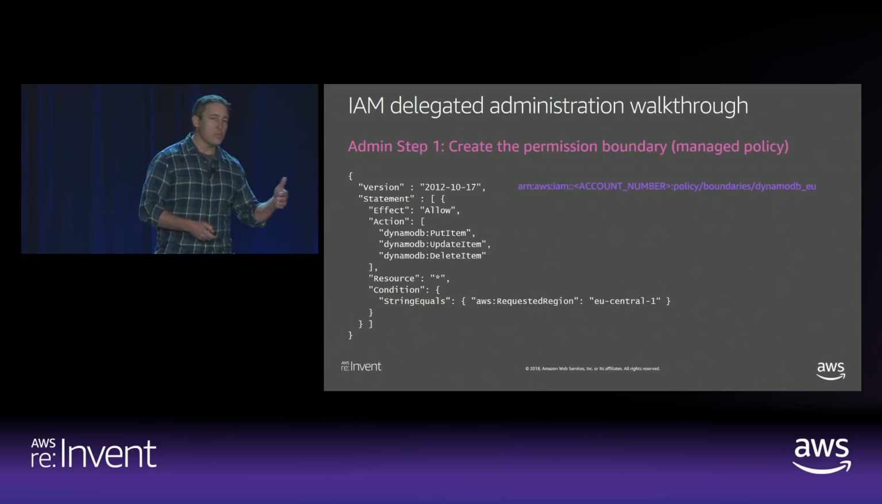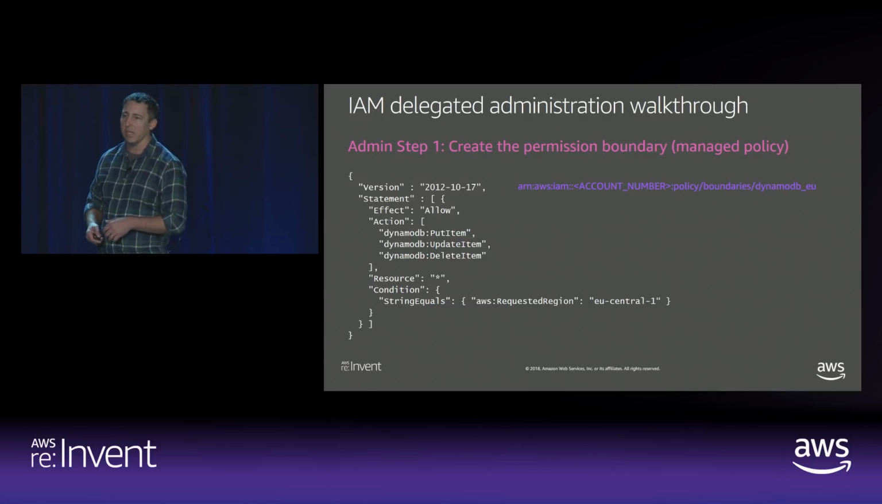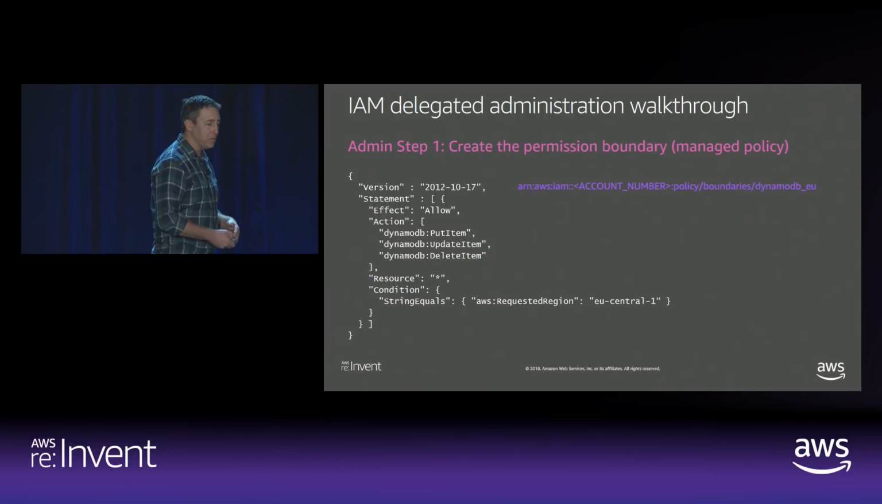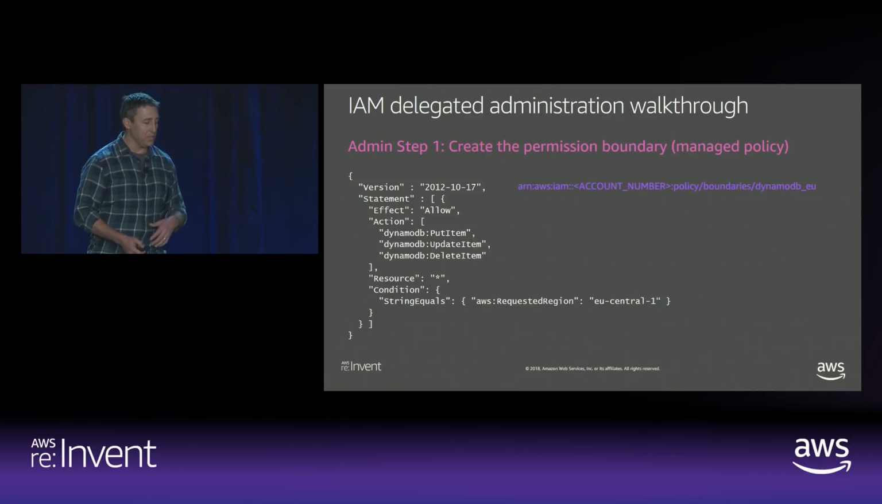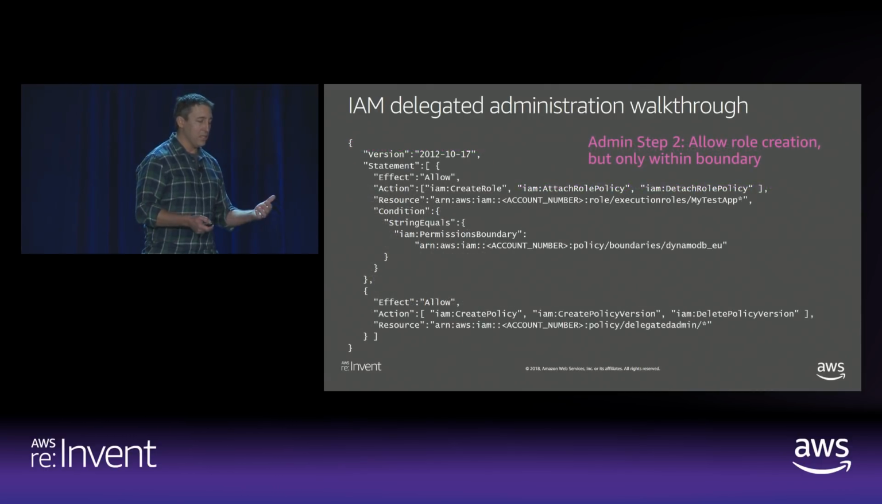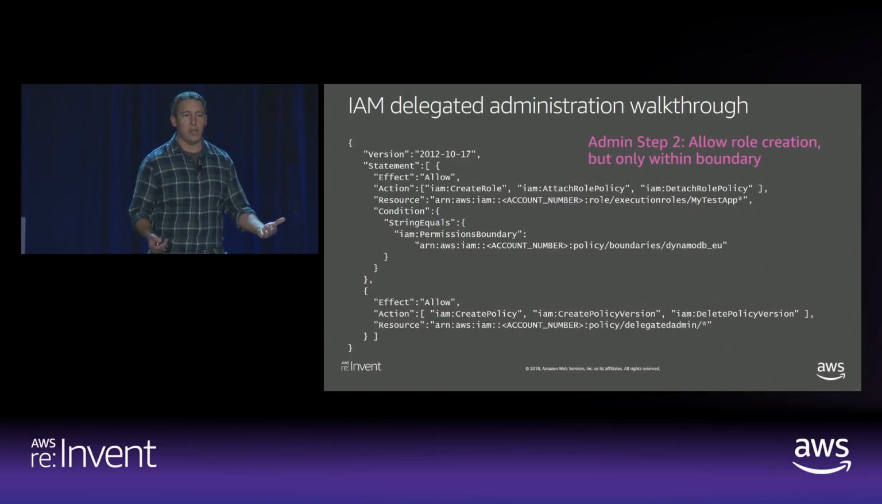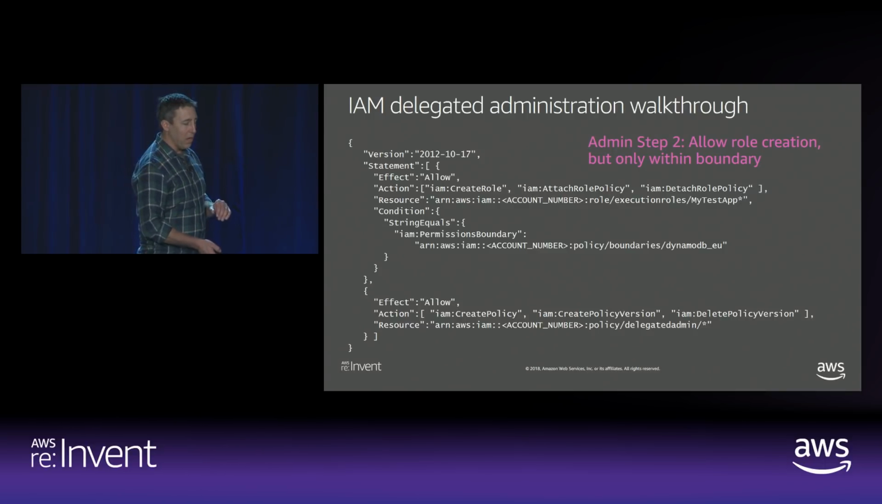So the example here is we're going to constrain the delegated roles to be able to only do some basic DynamoDB operations in the EU Central 1 region. The second step, again still on the administrator side of things, is you're going to give permission to that developer, again in the policies attached to their normal role, the ability to do those previously very sensitive operations: create role, attach policy, and so on and so forth.